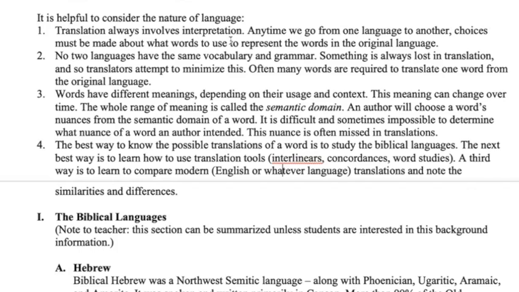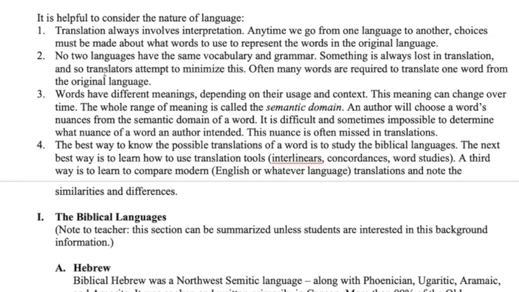For example, the Hebrew word chesed, that is a word that can mean love, covenant, covenantal faithfulness, sometimes even mercy. Lots of different translations for that one Hebrew word. And so we always have to look at the context.